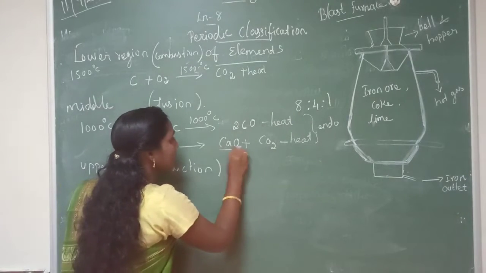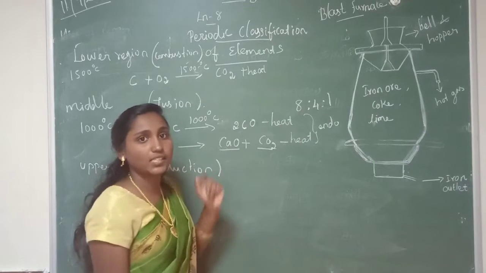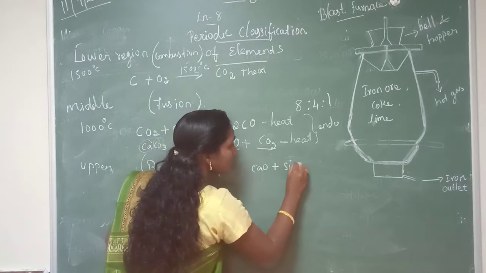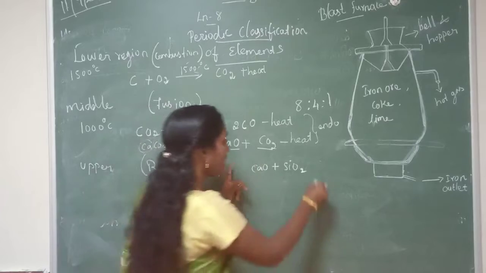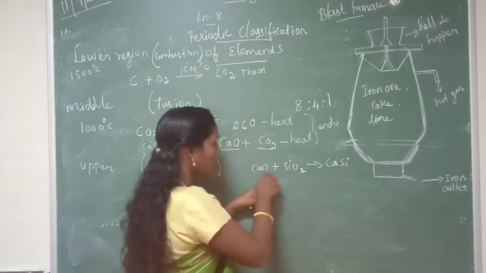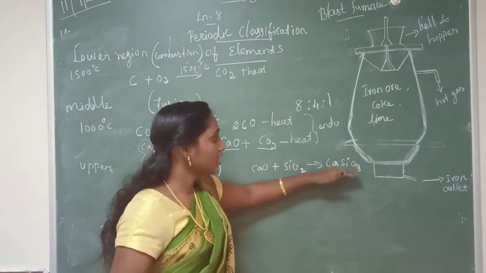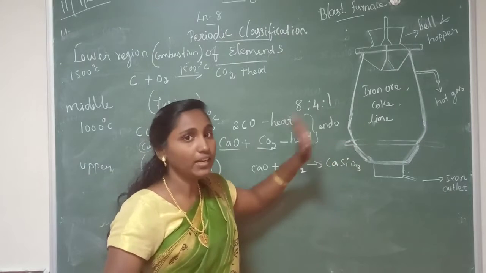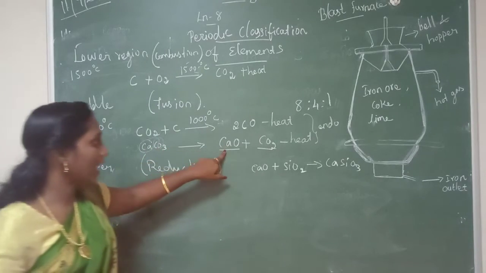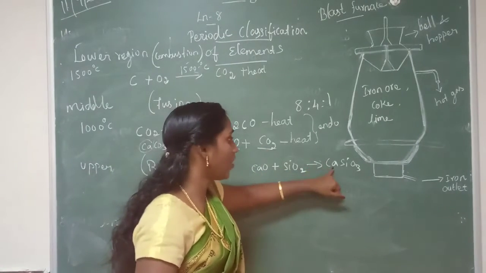Here we got the products CaO and CO2, right? When we add silica, SiO2, to this calcium oxide, it forms CaSiO3, with 3 oxygens in total. Calcium silicate will be formed. This calcium silicate is a byproduct, slag, so we can remove it. Have you understood this reaction? Calcium carbonate decomposes to form calcium oxide and carbon dioxide, and when calcium oxide is added with silica, it forms calcium silicate.